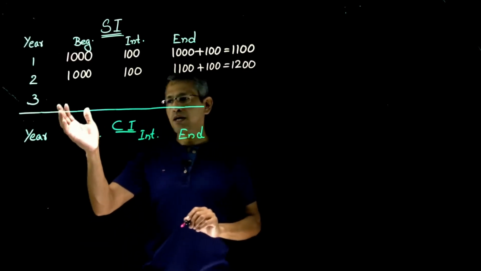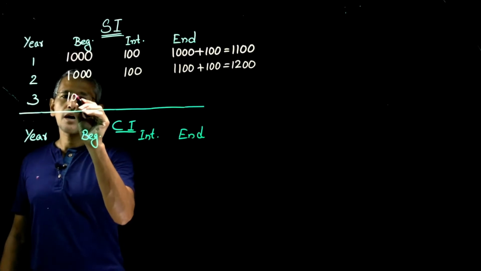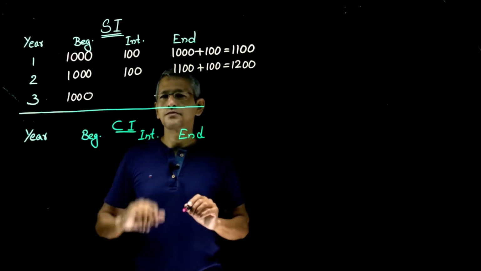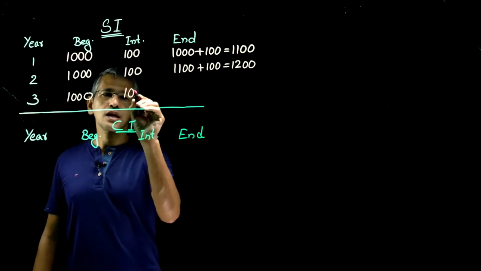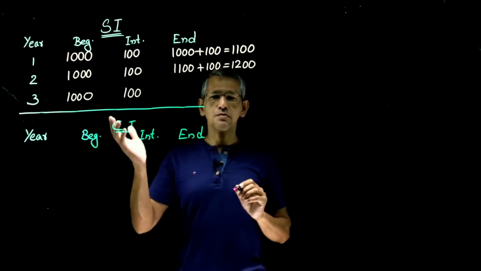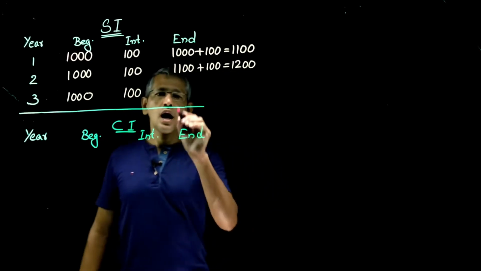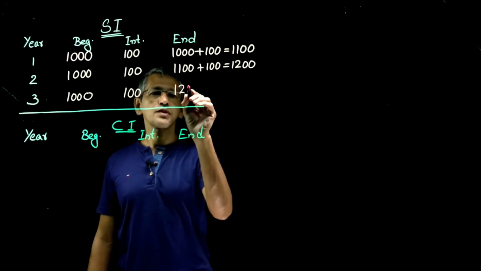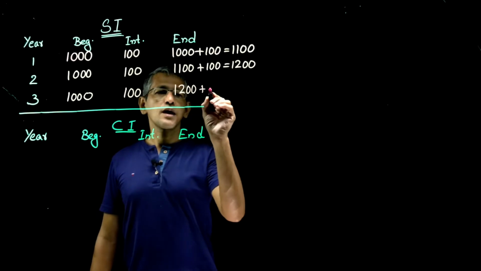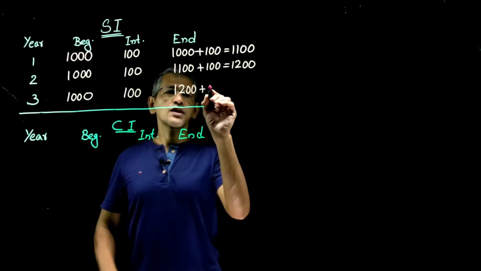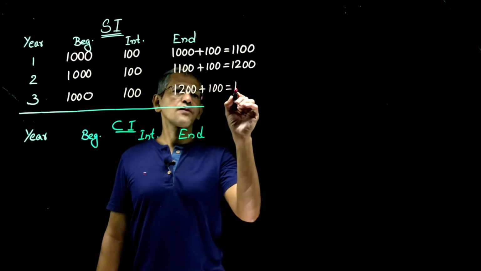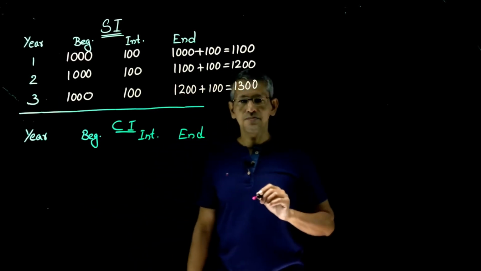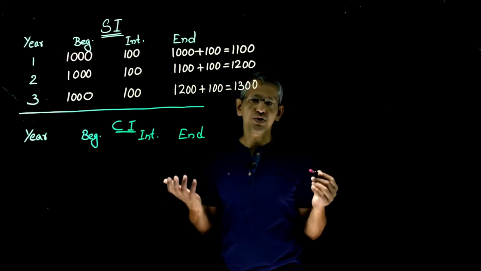What happens in the third year? At the beginning of the third year, the bank considers your investment, your principal amount, as 1,000 rupees. And of course your interest on that 1,000 rupees would be 100, since 10% of 1,000 is 100. At the end of the third year, you already have 1,200 rupees in your account, plus this year an interest of 100 rupees. Altogether, you have 1,300 rupees in your account by the end of the third year. So that is simple interest.